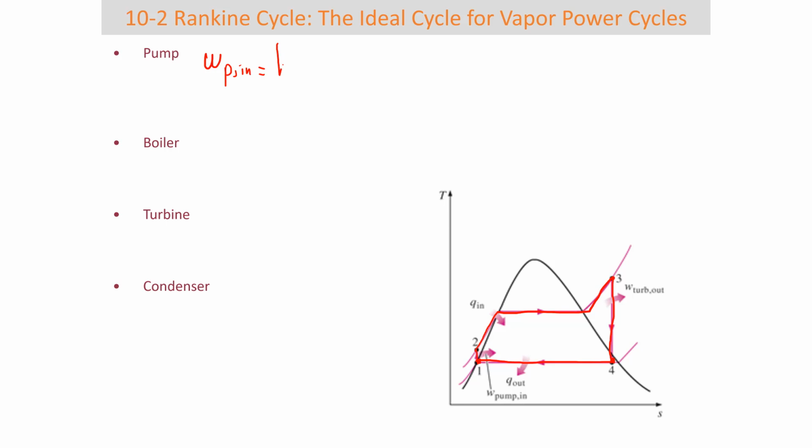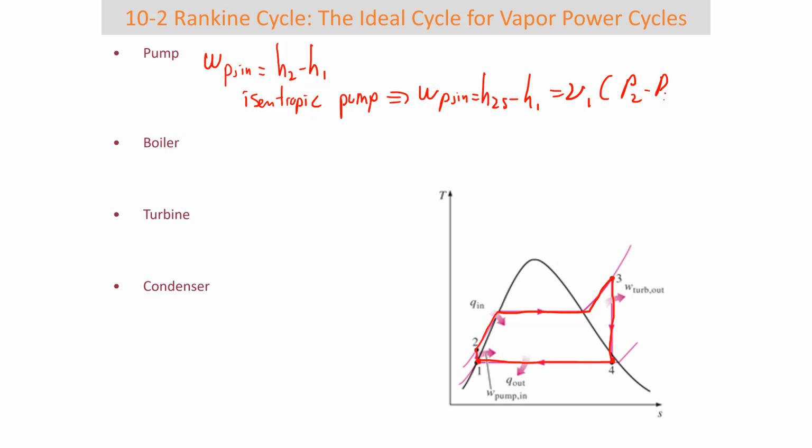So the work into the pump would be H2 minus H1, right, delta H. Now, if you recall, back in chapter 7, we said that in the special case of an isentropic process for a pump, that delta H, isentropic, H2 isentropic minus H1, can be approximated as nu delta P. And again, this is for liquid only going through an isentropic pump.